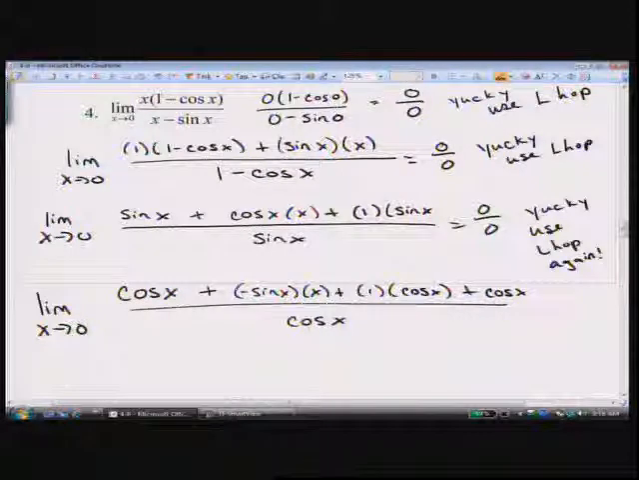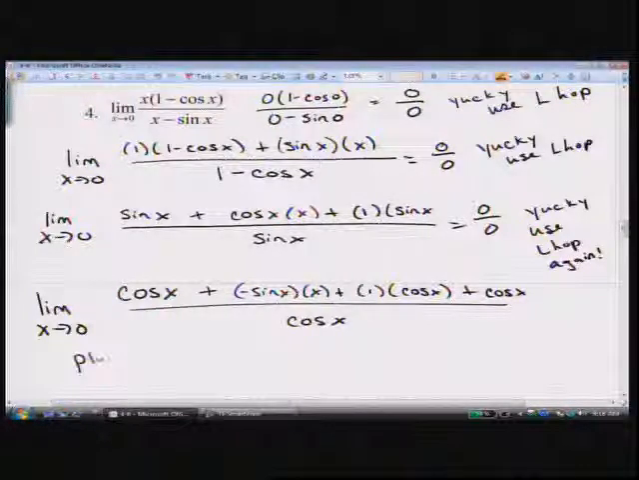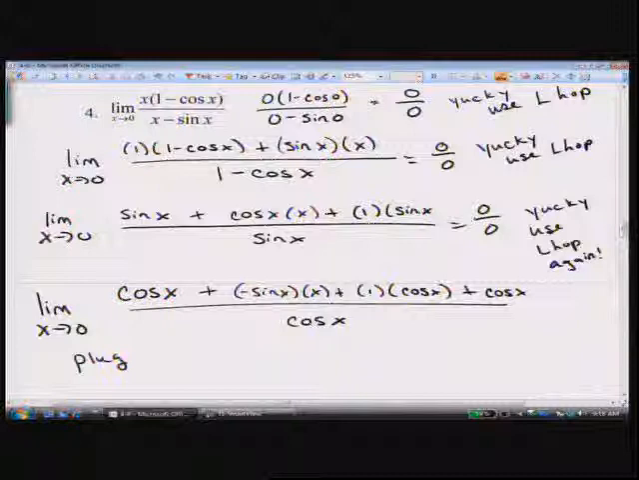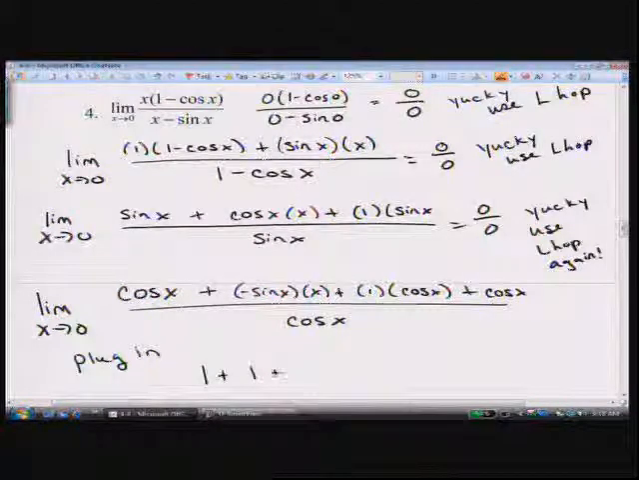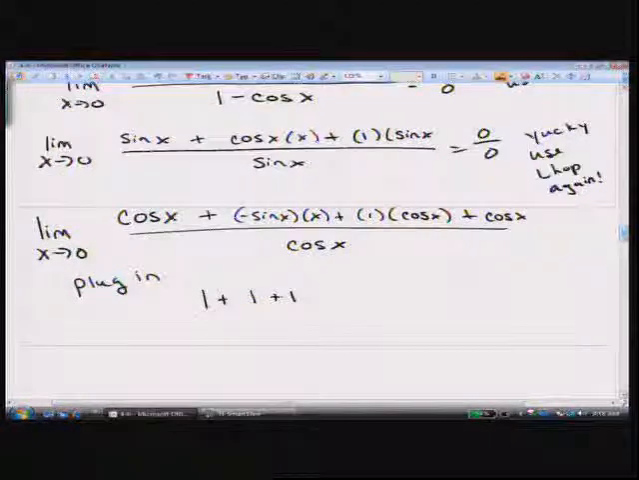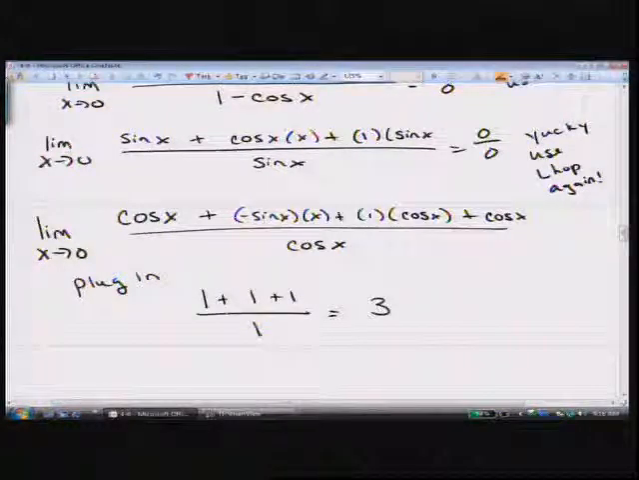Now this is good because finally we just have a cosine in the bottom, and when you plug in 0, you get 1. So we're no longer going to get 0 over 0. Let's see what we get in the numerator. If I plug in 0, the cosine of 0 is 1. This will be 0. This will be 1, and this will be 1. And then the cosine of 0 is 1. So I get 3. That's my answer. That was fun. Okay.